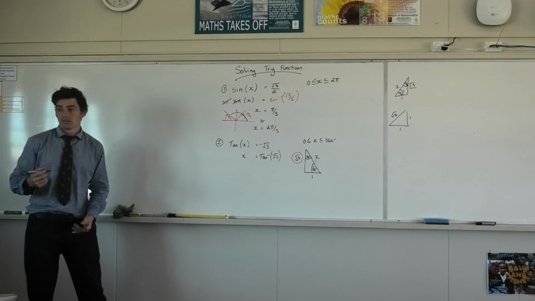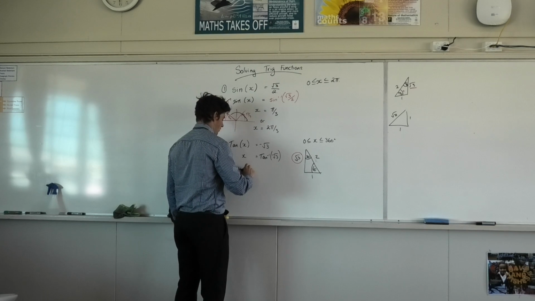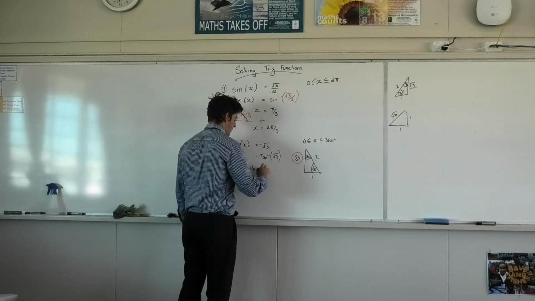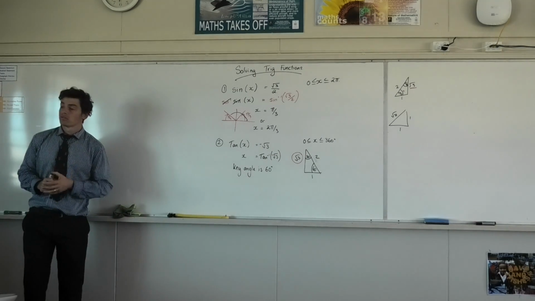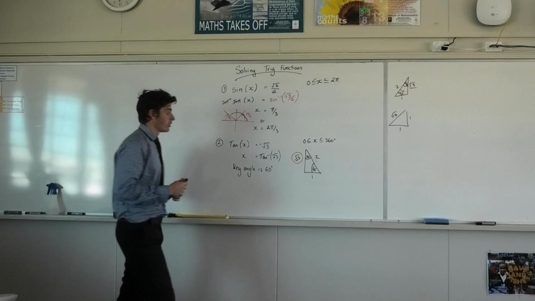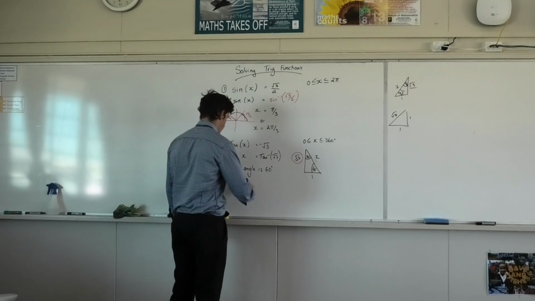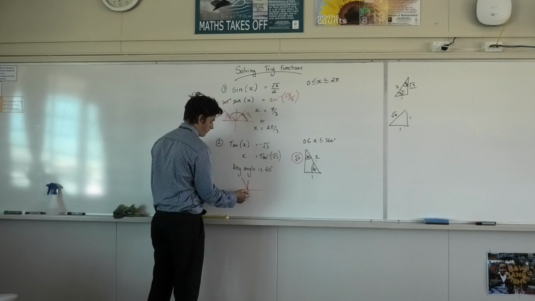My key angle is? 60. I might even write that down. Key angle is 60 degrees, correct? So now what do I ask myself? What quadrant is tan negative in? And the answer to that question is? Top left and bottom right. Yeah, the second and the fourth.